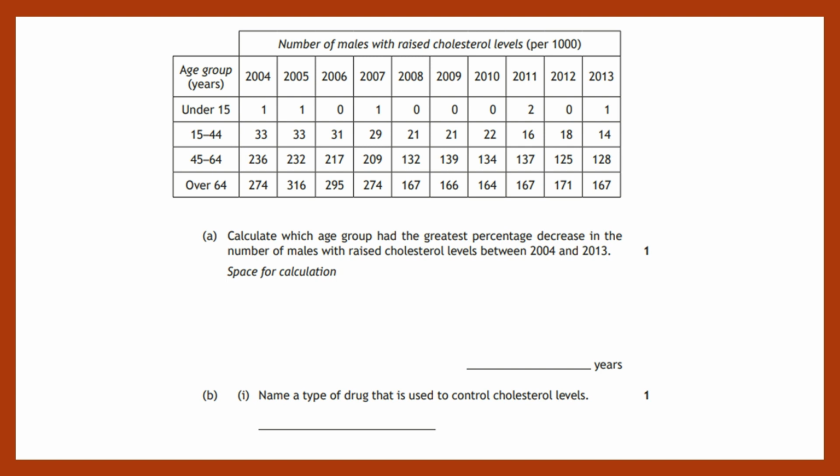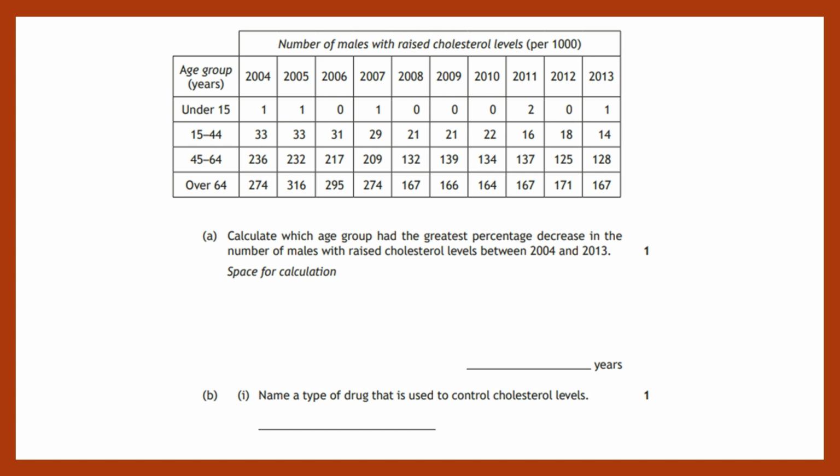So let's try some more. We've got a problem solving question and another knowledge and understanding question. Pause the video again, work out the answers, and play to reveal the correct response. So part A is a problem solving question. We've got a data table of the number of males with raised cholesterol levels per 1000, split into different age groups and given for different years.